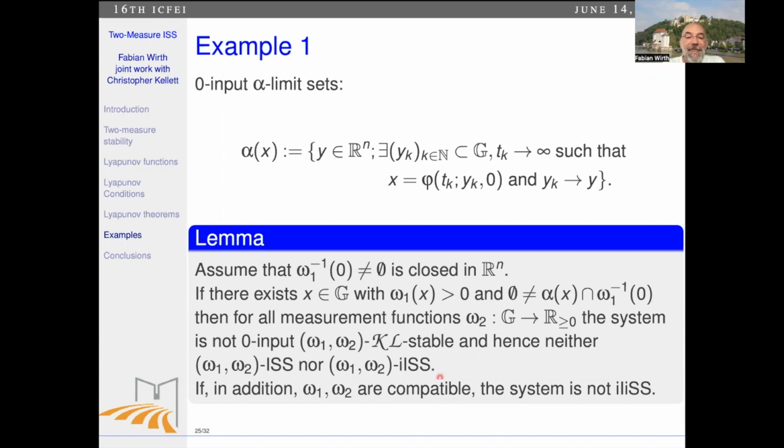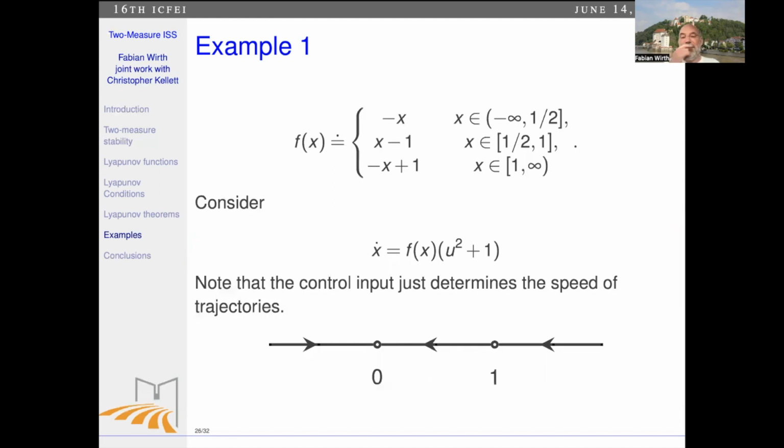And then this is the funny thing. To conclude that the system is not integral input, integral state ISS, we need that omega-1 and omega-2 are compatible. So this lemma does not include that the system is not KL stable, but still integral input, integral state stable. And that can indeed happen, right? And that's the point of the example.